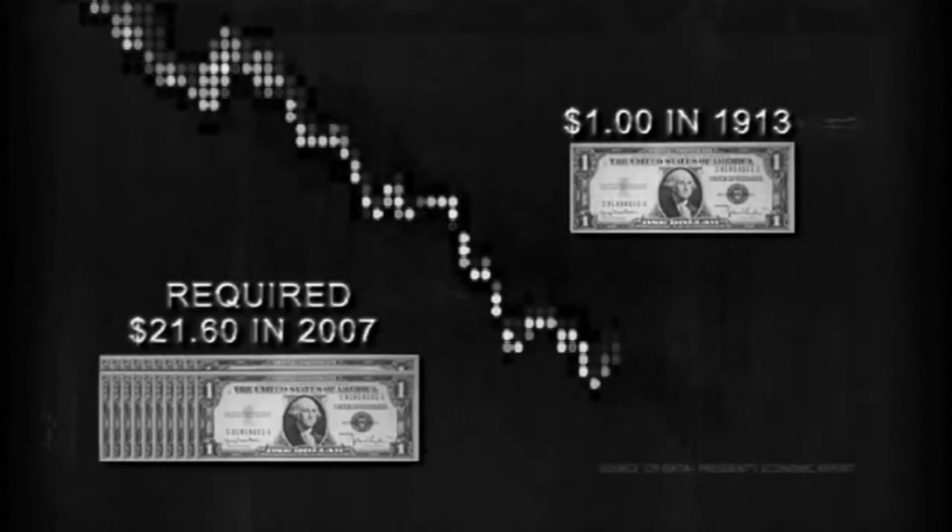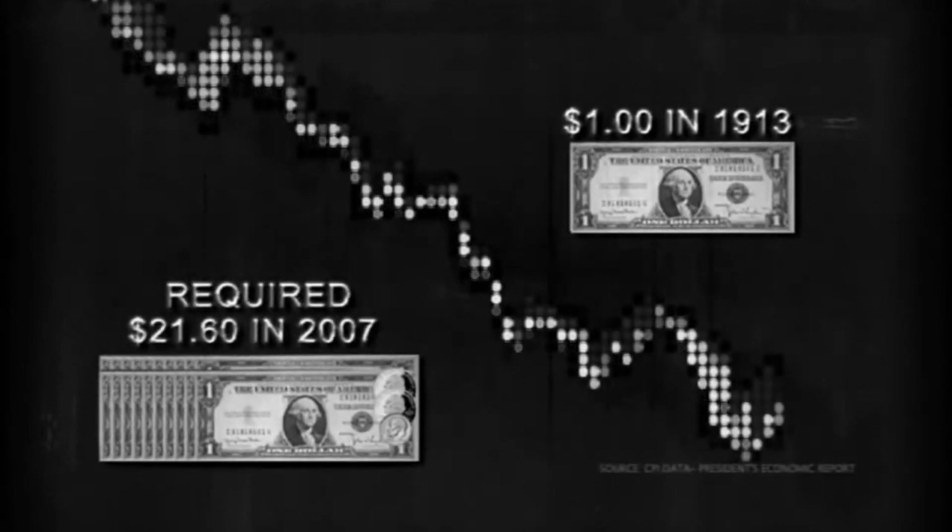$1 in 1913 required $21.60 in 2007 to match value. That is a 96% devaluation since the Federal Reserve came into existence. Now, if this reality of inherent and perpetual inflation seems absurd and economically self-defeating, hold that thought, for absurdity is an understatement in regard to how our financial system really operates.